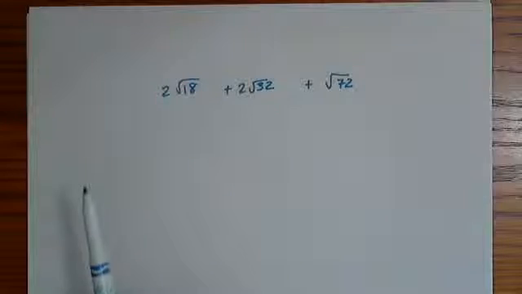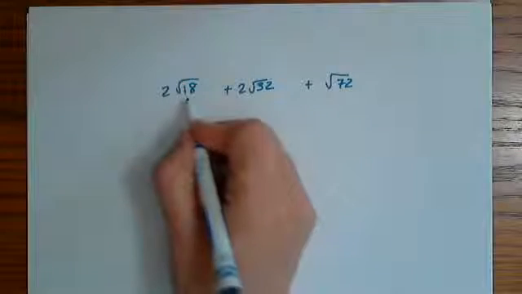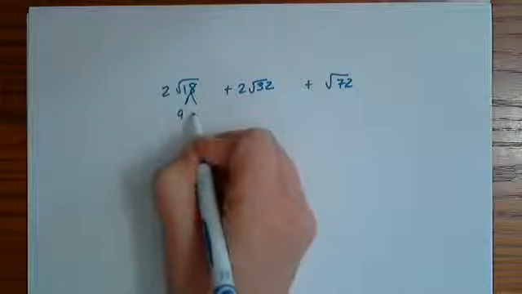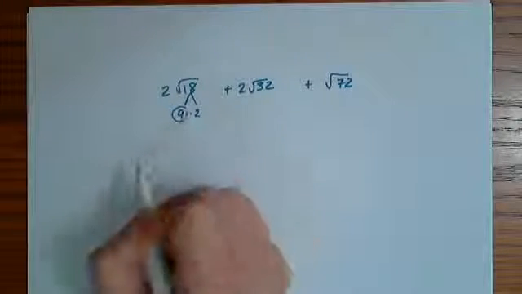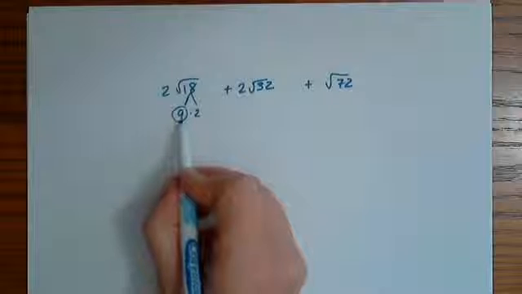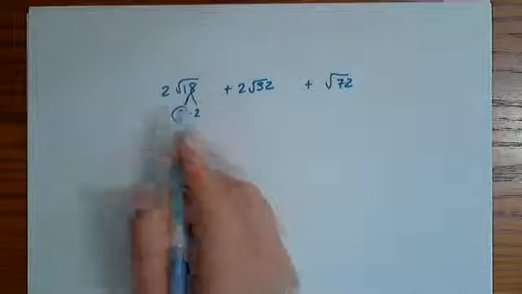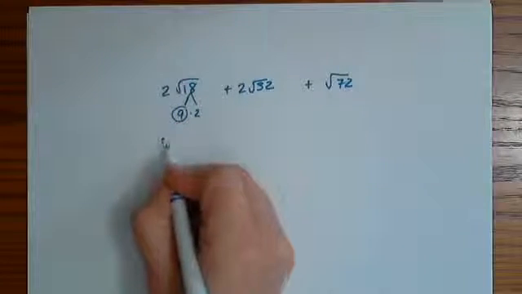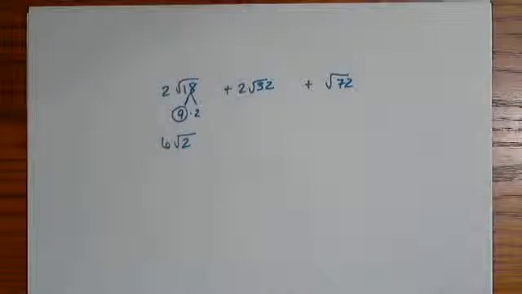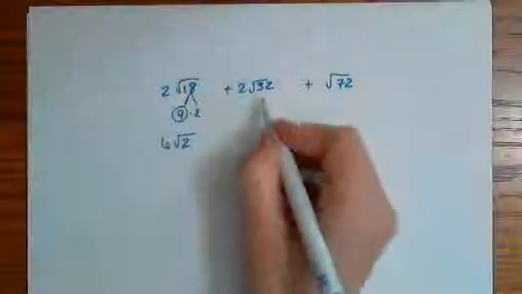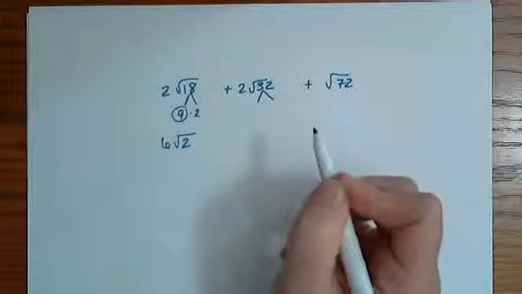So square root of 18. What is the square root of 18? That is going to be 9 times 2. I know the square root of 9, so I'm going to circle just that. And I know the square root of 9 is 3. So this becomes 3 times 2, which is 6. So 6 root 2. That 2 just stays right there because I can't find a square root of that. 32. Let's see. 32.